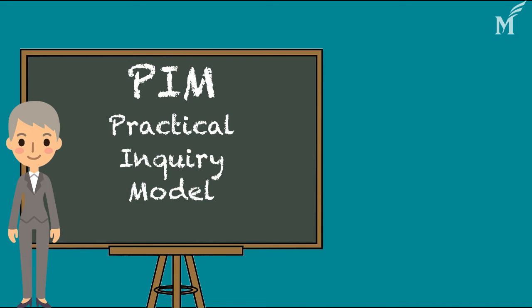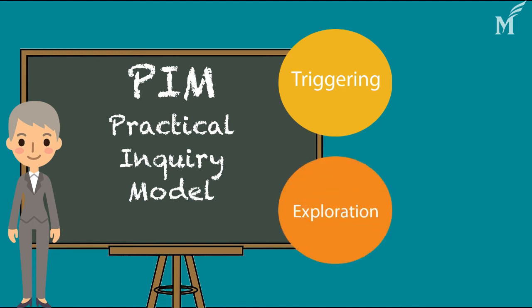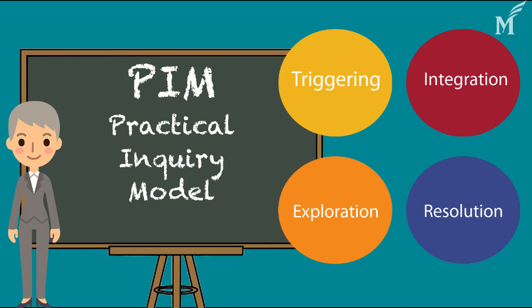The PIM contains 4 phases: triggering, in which the learner recognizes or identifies a problem; exploration, in which learners exchange information, as well as possible explanations; integration, in which learners incorporate ideas from the learning content; and resolution, in which the learner implements a solution by means of practical application. In the upcoming videos, we'll use the phases of the PIM to classify students' responses.